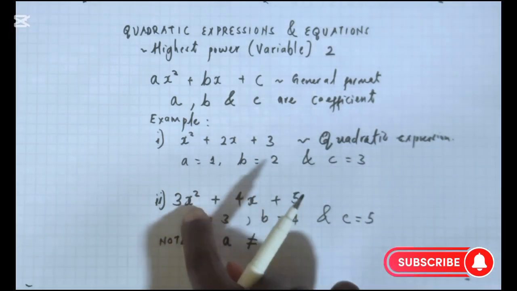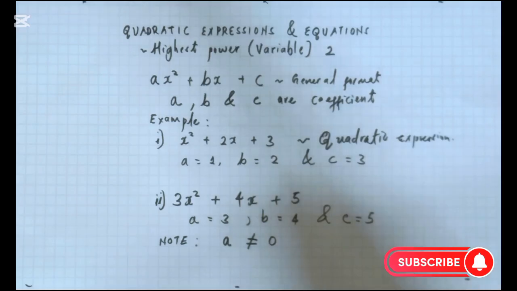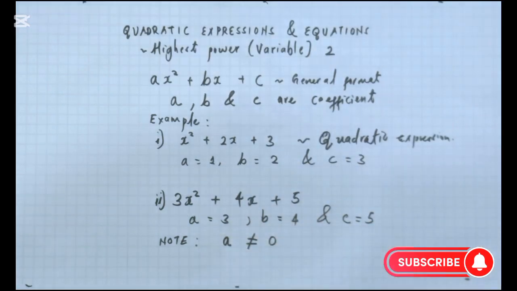So that is the coefficient just before x squared. So yeah, it must never be 0.